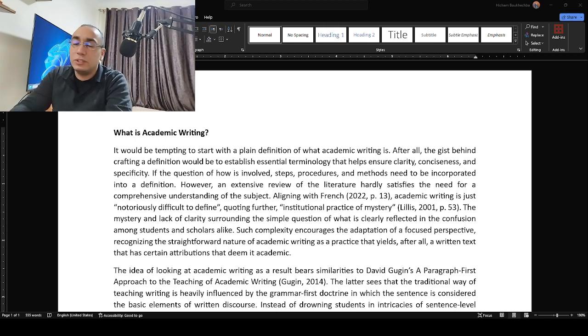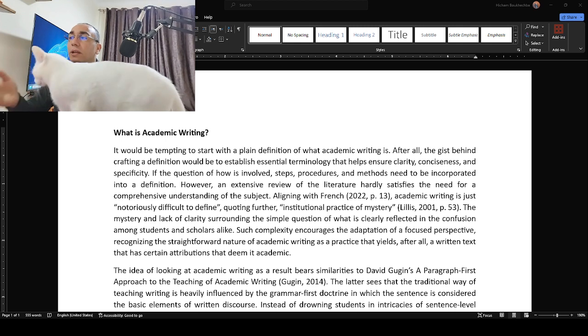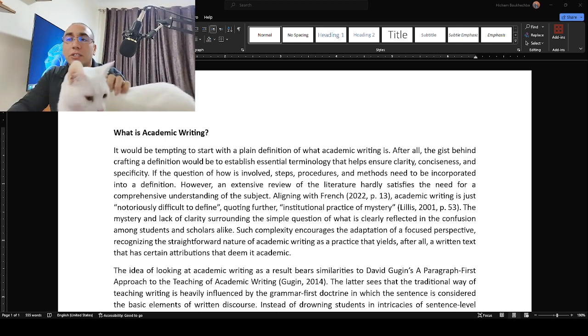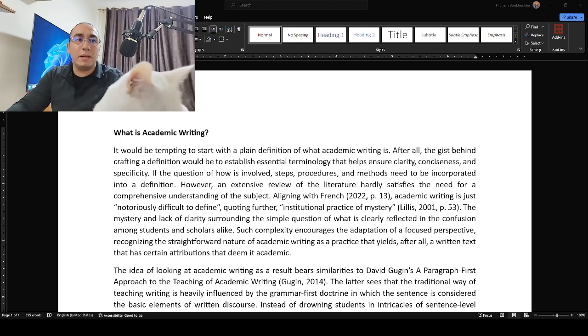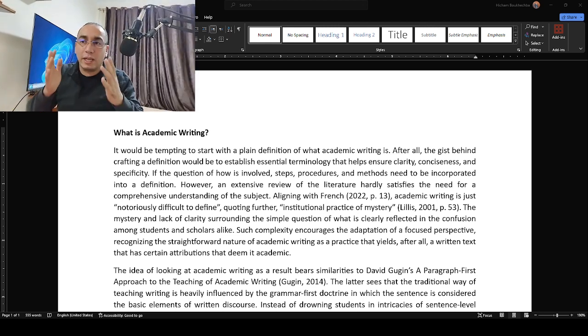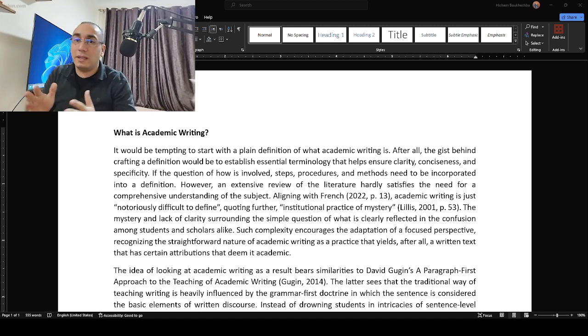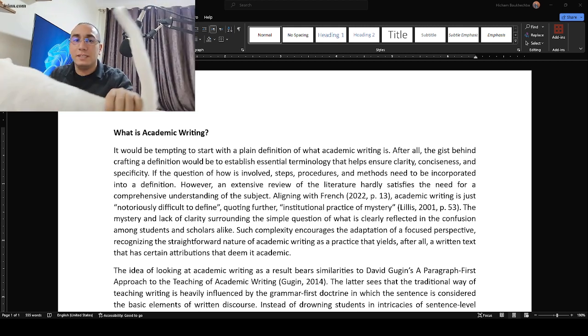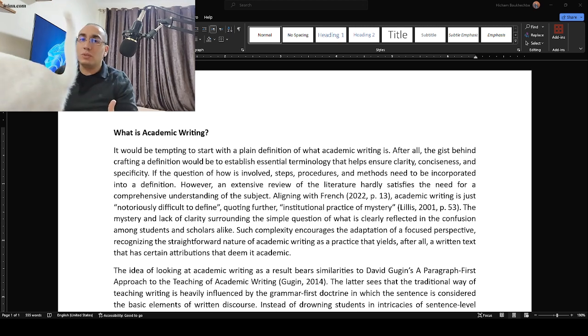Now, aligning with French 2022, page 13, I've put in a quote here. Academic writing is just what? It's just notoriously difficult to define. And I really like this quotation. Sometimes my students ask me, should I use quotation? I said, I sometimes just like to use these specific words that really support my claim. So, quoting further, institutional practice of mystery. I really like this phrase because this is something so obvious when it comes to academic writing. It's just mysterious.